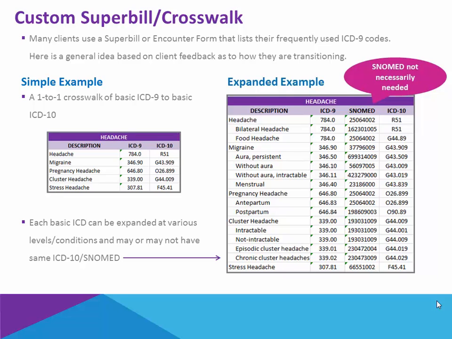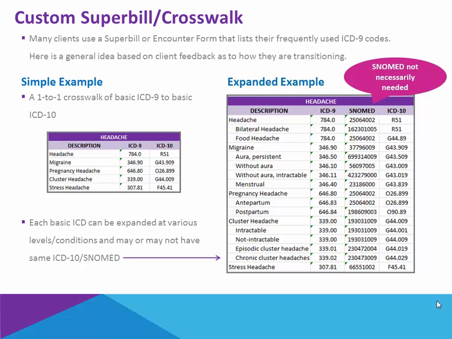But just as an example here, how a simple 7840 on the ICD-9 side of things can be different ICD-10 SNOMED combinations. Moving down, we see the same with migraine, and you notice because ICD-10 requires you to go out to the specificity, we see for migraine, for instance, it can be with or without aura, persistent and non-persistent, intractable. You've got things that may be pregnancy related, cluster headaches, and so on.